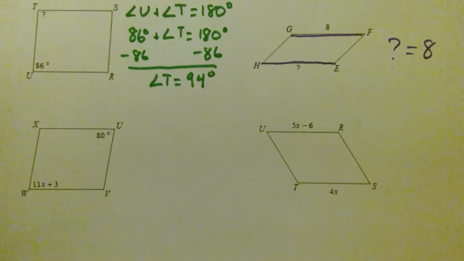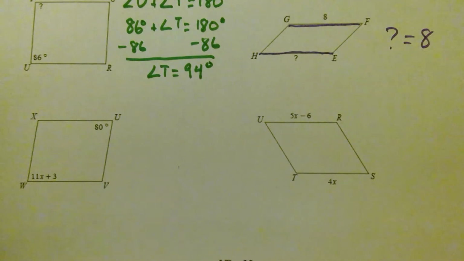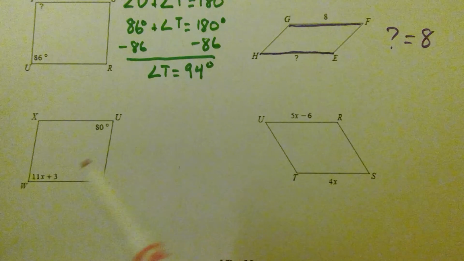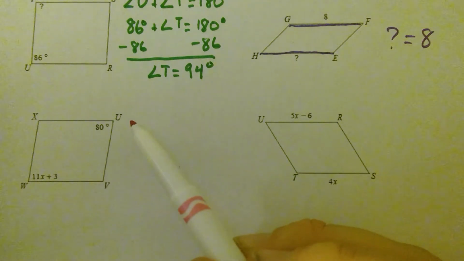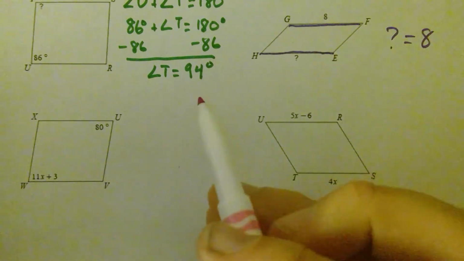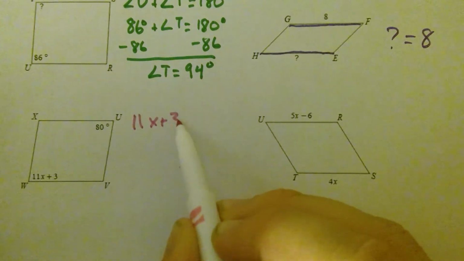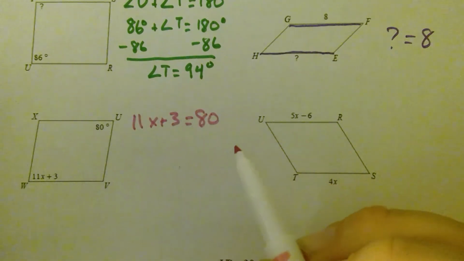Now, we're going to kick it up a little notch here. Now, we have parallelogram XUVW, sorry. We have angles that are across from each other. Okay. So, we use the word opposite. So, angle W and angle U, they're across the parallelogram from each other. So, across the parallelogram means that they're going to be equal. So, that means that 11x plus 3 equals 80.